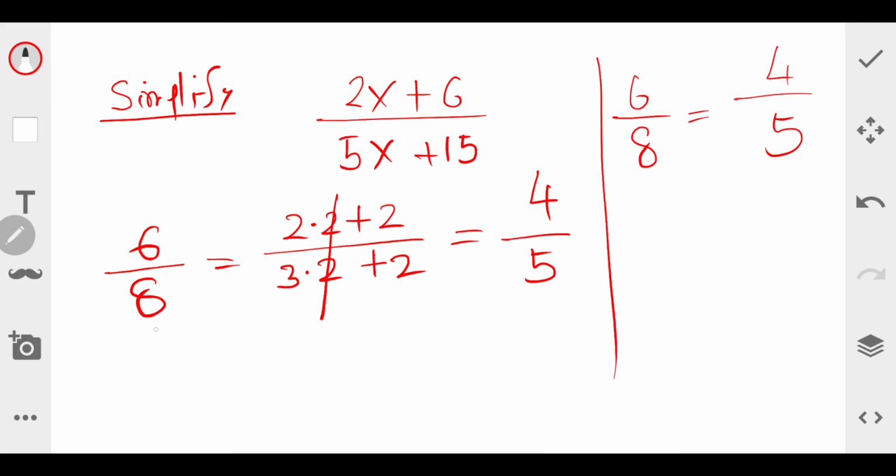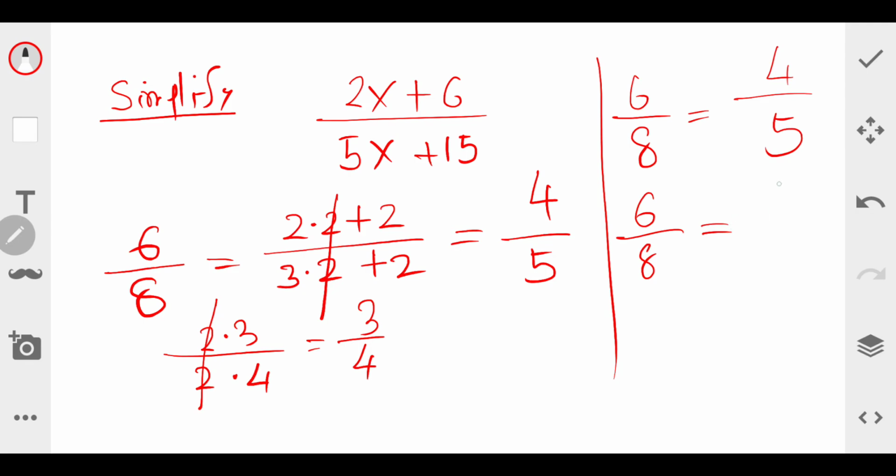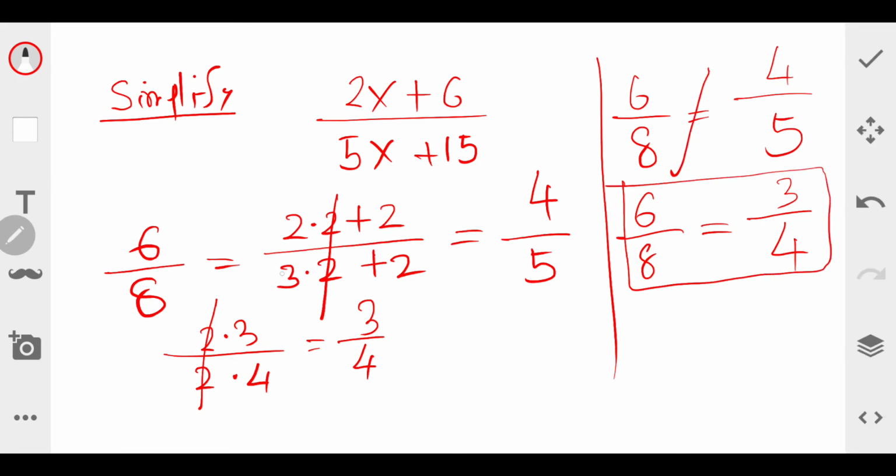Okay, let's figure this out. So let's do factoring. Let's factor 6. If I factor 6, I'm going to get 2 times 3, and I'm going to go 2 times 4, and I can cancel the 2's because these are the common factor, and I have 3 over 4. So actually 6 divided by 8 is actually 3 divided by 4. So this is the correct answer. So that means this is obviously not correct, and we cannot cancel this 2.